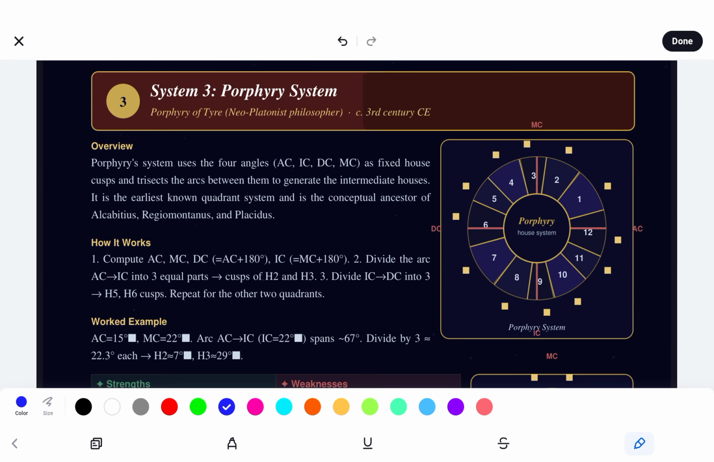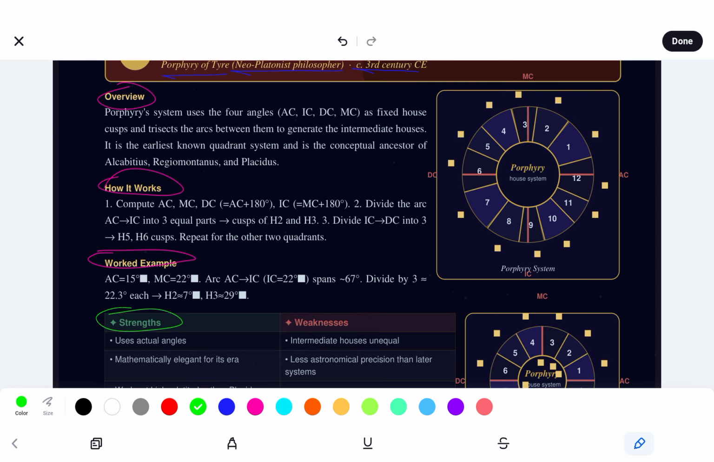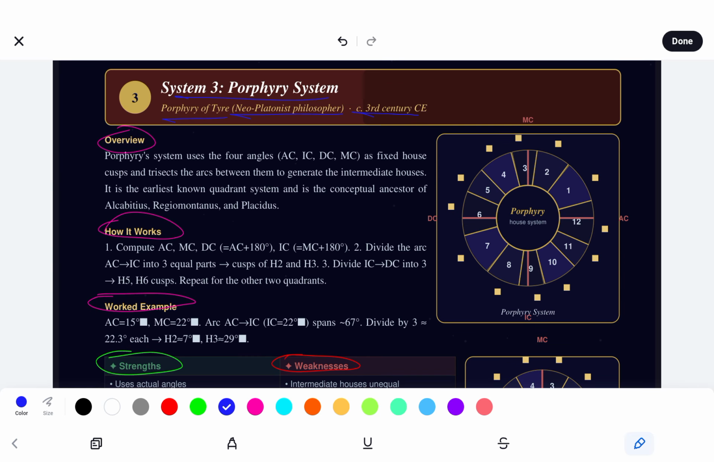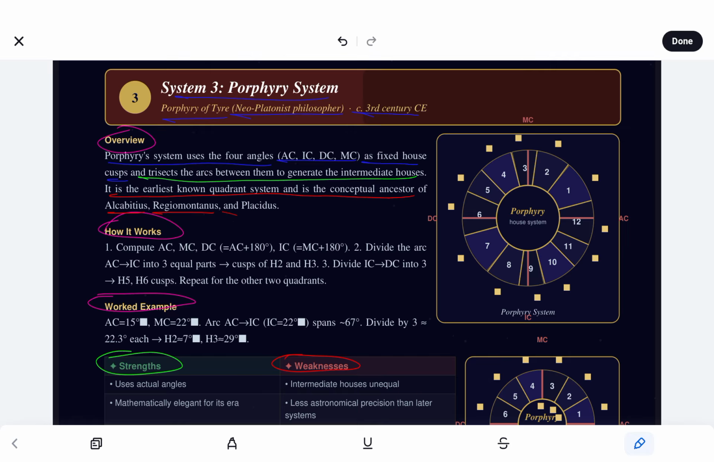So here we see the Porphyry system, Porphyry of Tyre, Neoplatonist philosopher from the 3rd century CE. Looking at the overview, how it works, worked example, and again, strengths and weaknesses. So right off the bat, we notice the Porphyry system uses the 4 angles, being the ascendant, Imum Coeli, descendant, and midheaven, as fixed house cusps, and it trisects the arcs between them to generate the intermediate houses. It is the earliest known quadrant system and is the conceptual ancestor of Alcabitius, Regiomontanus, and Placidus.